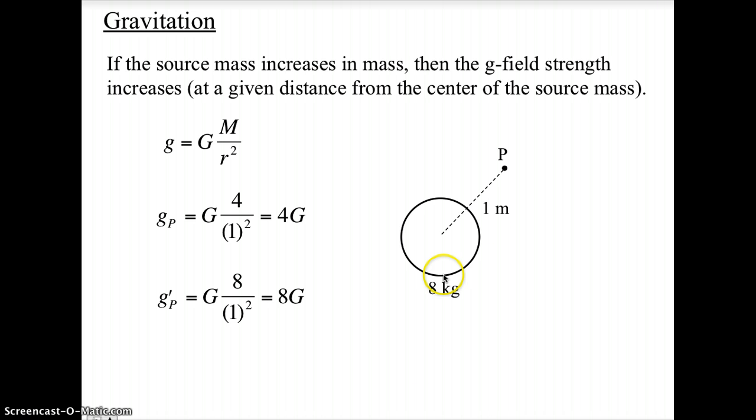And so you see that if we double the source mass, it went from 4 to 8, then the field strength will change by going from 4g to 8g. So the field strength will also double if we double the mass.